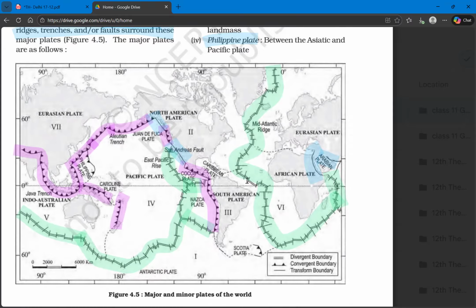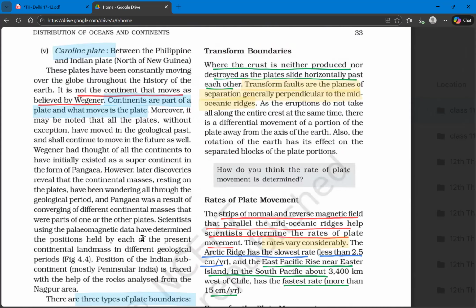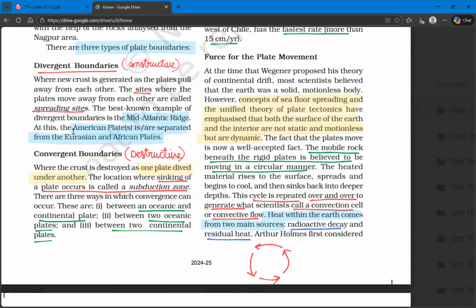Examples for the boundaries I think is important when coming to examination. So we need to be updated about that also. So we'll see where the different divergent boundaries are found in the world. The first one is along Mid-Atlantic Ridge, as given here. So Mid-Atlantic Ridge, at this the American plates are separated from the Eurasian and African plates.